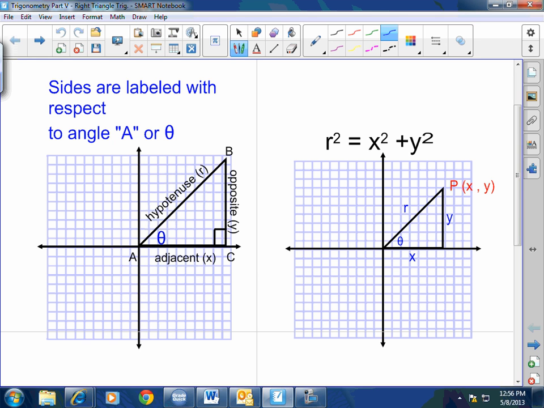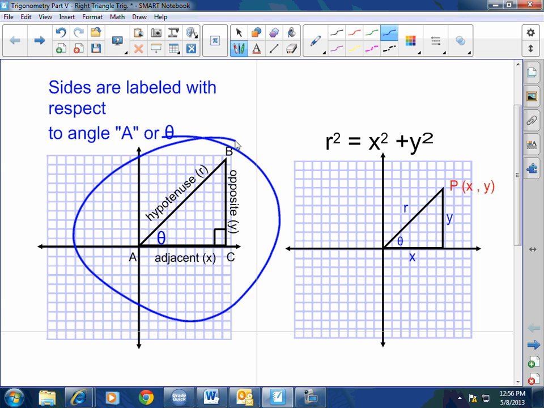And I'm labeling this triangle over here on the left from angle A or angle theta, okay? From angle A or angle theta, opposite is literally opposite. It's across. Adjacent is next to. And the hypotenuse is always across the 90. When I put this into a coordinate plane, I'm going to get a y as my opposite, the x as my adjacent, and r as my hypotenuse. And we're going to learn how to work with that very, very soon.